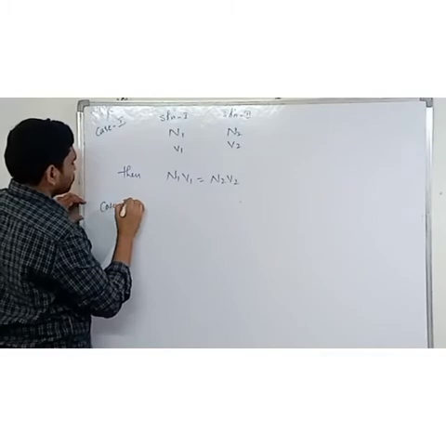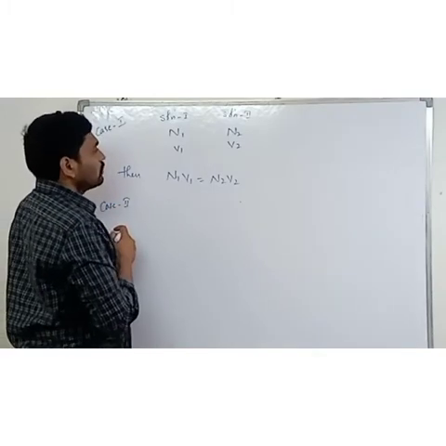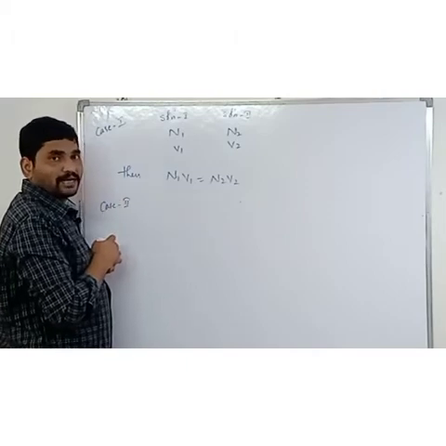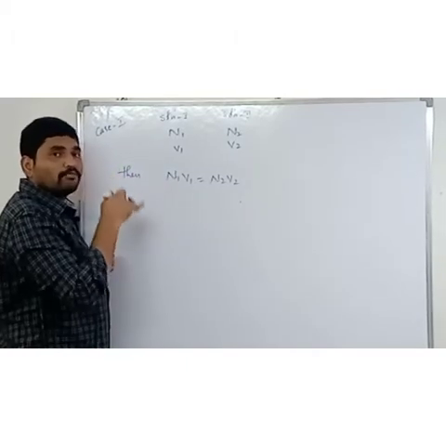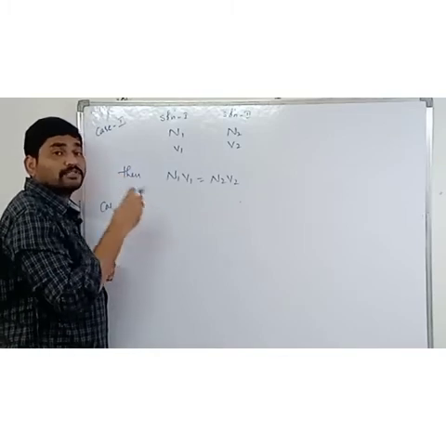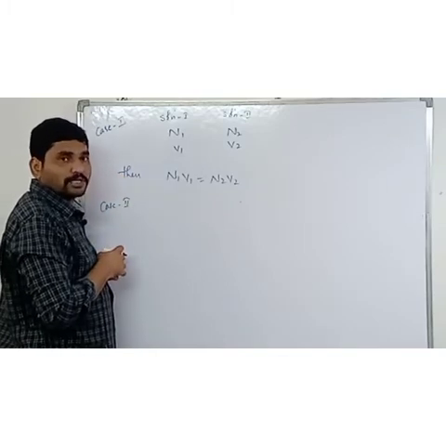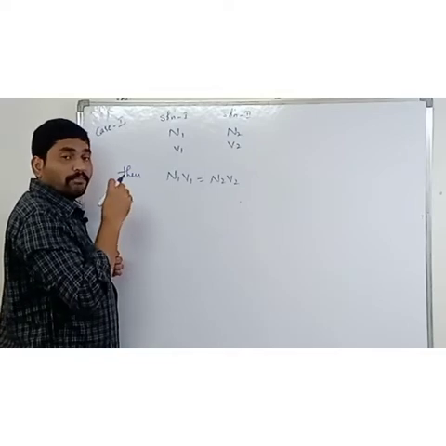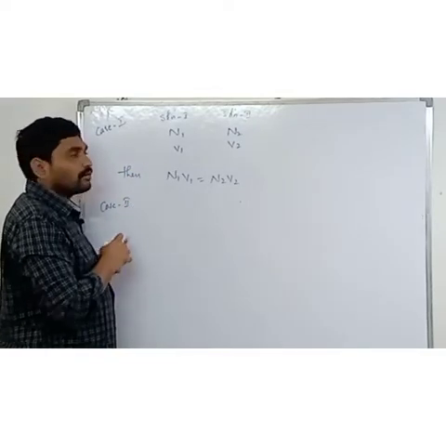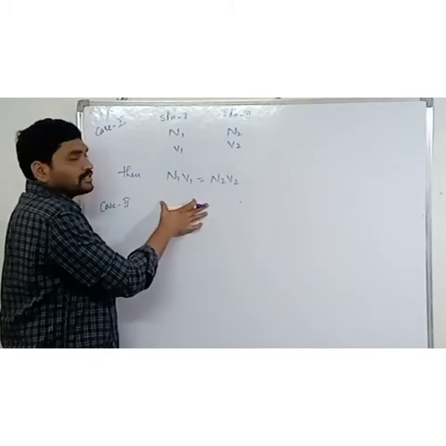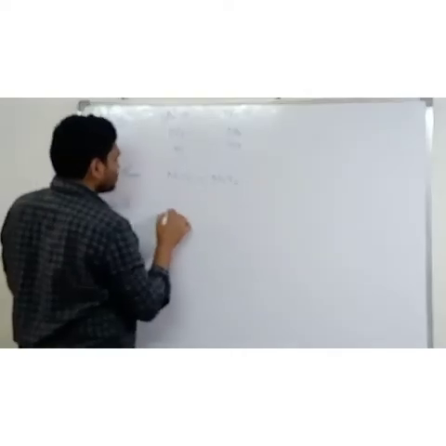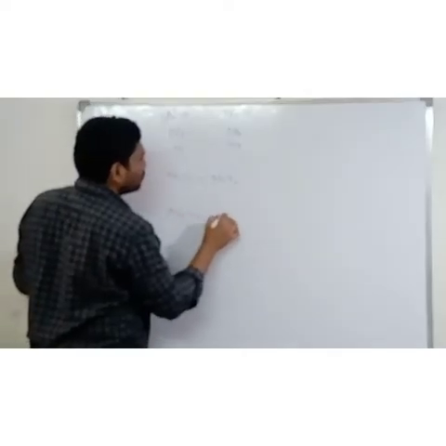Case 2: solution 1, solution 2. The number of moles is not involved in the second case. In molarity, the number of moles is involved, because molarity is the number of moles of solute present per liter of the solution. But the number of gram equivalents present per liter of the solution is called normality. That's why the case 2 relation is also the same, N1 V1 equal to N2 V2.